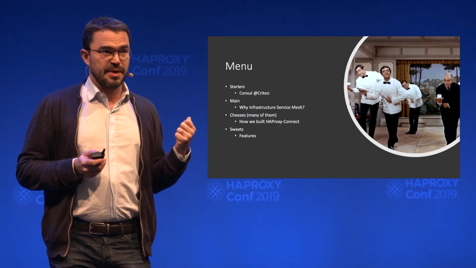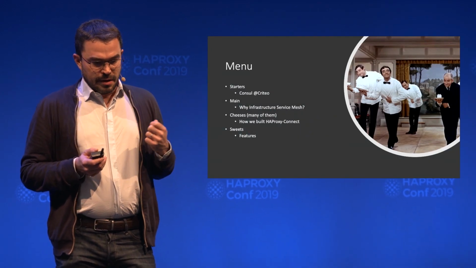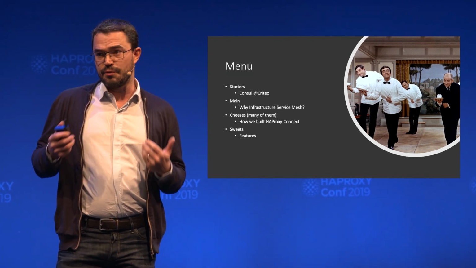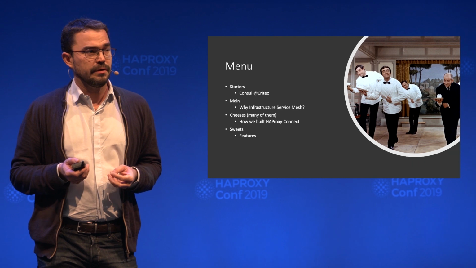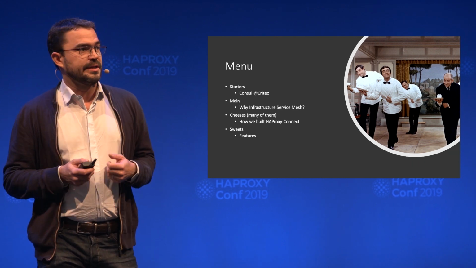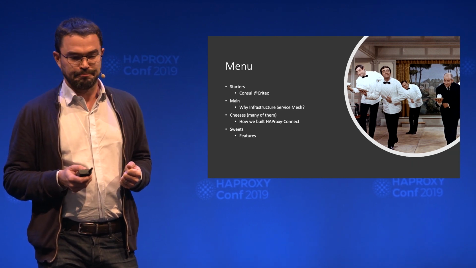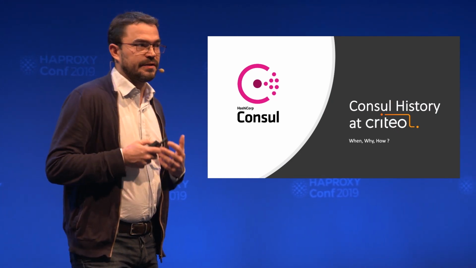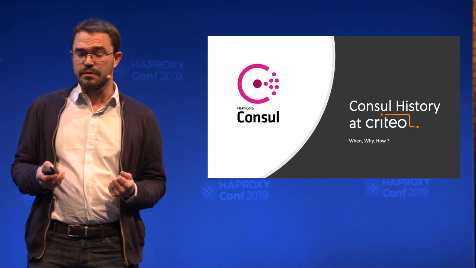We're first going to see a bit of history of Consul at Criteo, and we'll see then how we went to using service mesh at Criteo historically. And finally, we'll see how we built service mesh with HAProxy and Consul, and list all the features we implemented already. So let's start with a bit of history of Consul at Criteo.